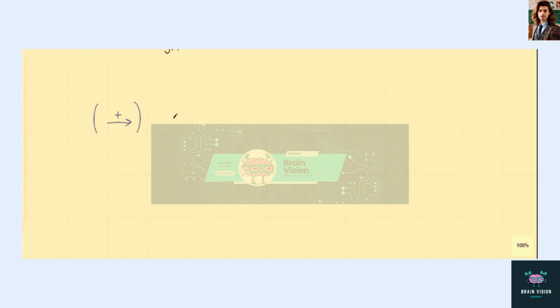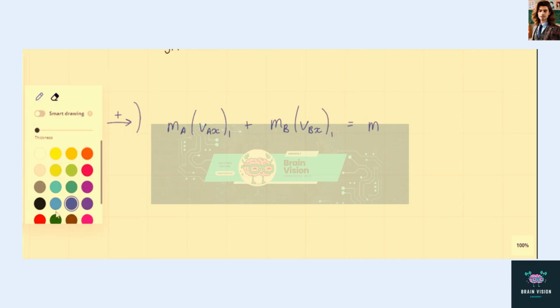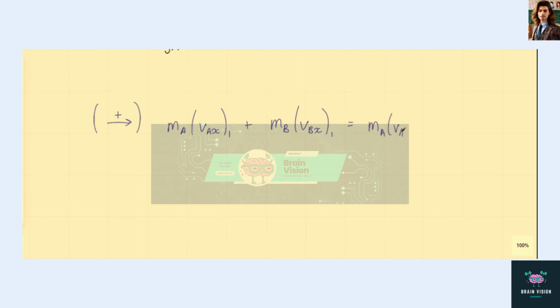momentum before and after the collision in the horizontal direction. So the conservation of momentum tells us that the mass of A times VAX1, the initial momentum of A, plus the initial momentum of B, MB VBX1, must equal the final momentum after the collision, MA VAX2, subscript 2 is for after the collision, plus the momentum of B, MB VBX2.